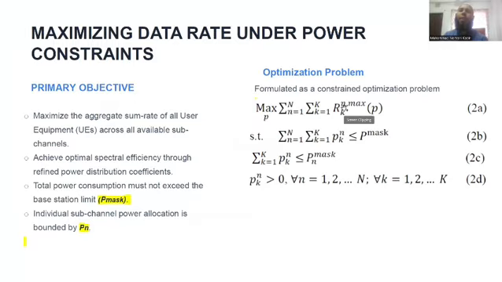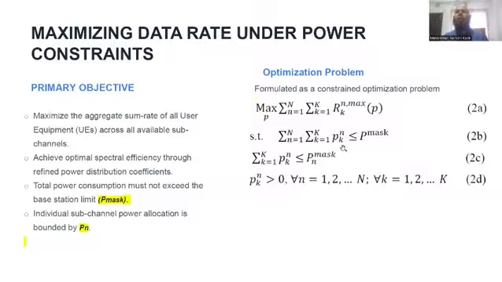Now we formulate the optimization problem. That is the actual problem where we want to maximize the data rate under power constraints. So 2A provides the maximal data rate. That means we want to maximize the data rate for all the users in all the sub-channels. For P, that means we want to calculate the allocated power value. Based on that, we maximize this.